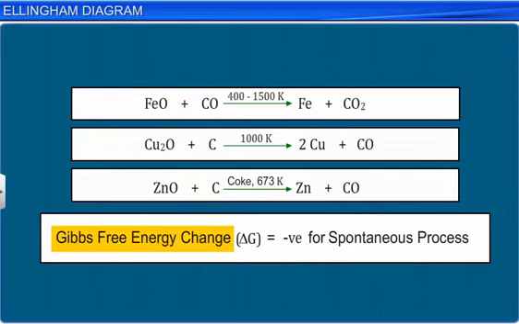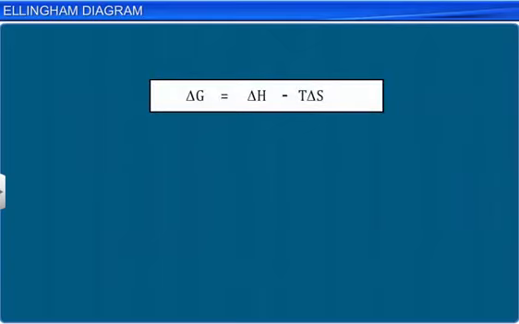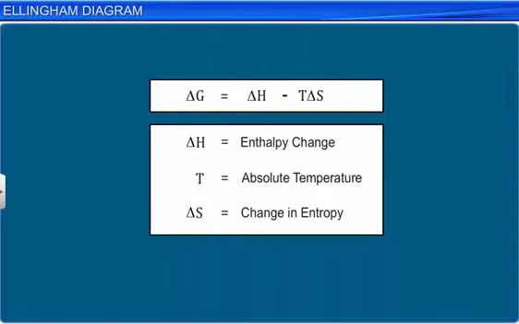The Gibbs energy is the most important thermodynamic term here. You already know that for a spontaneous reaction, the change in the Gibbs energy, delta G, must be negative. Delta G for any process at a given temperature is given by the equation delta G is equal to delta H minus T delta S, where delta H is the enthalpy change, T is the absolute temperature, and delta S is the change in entropy during the reaction.